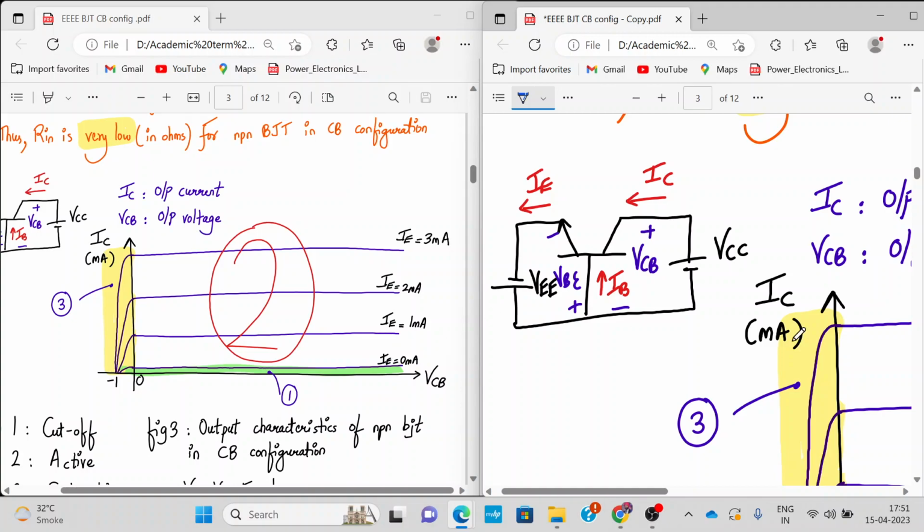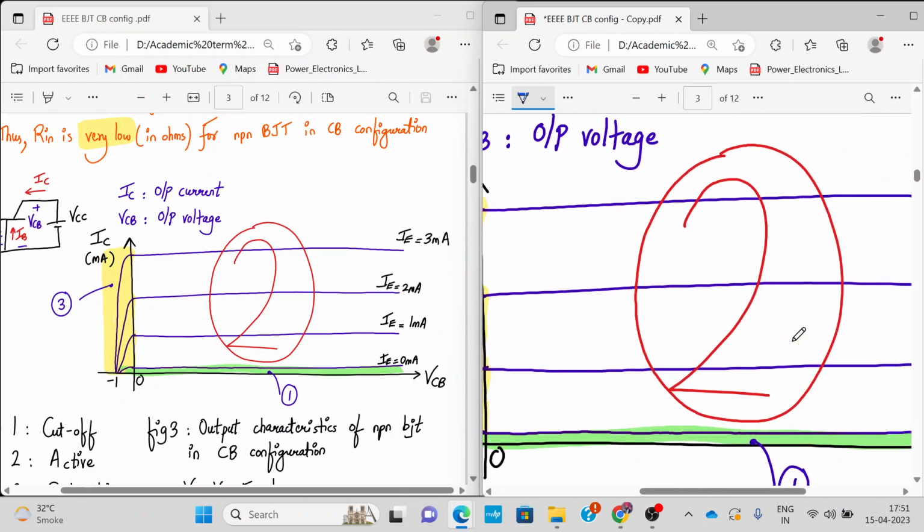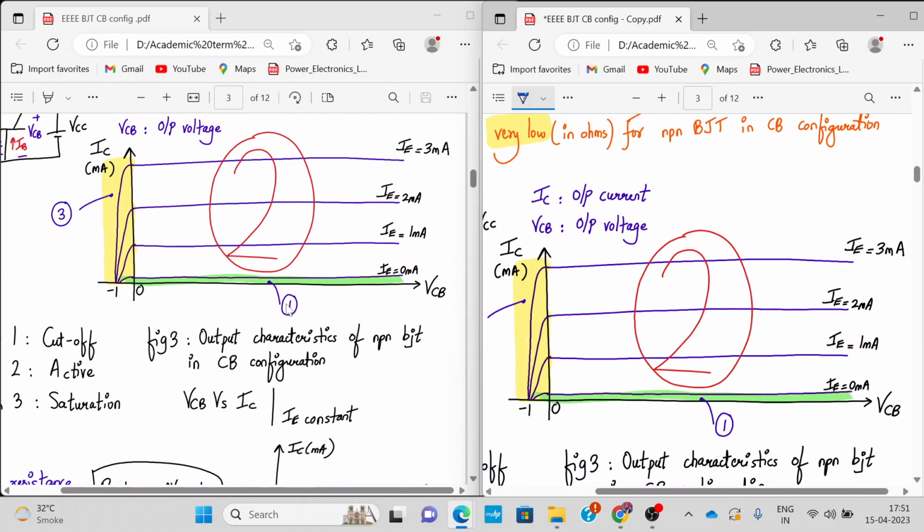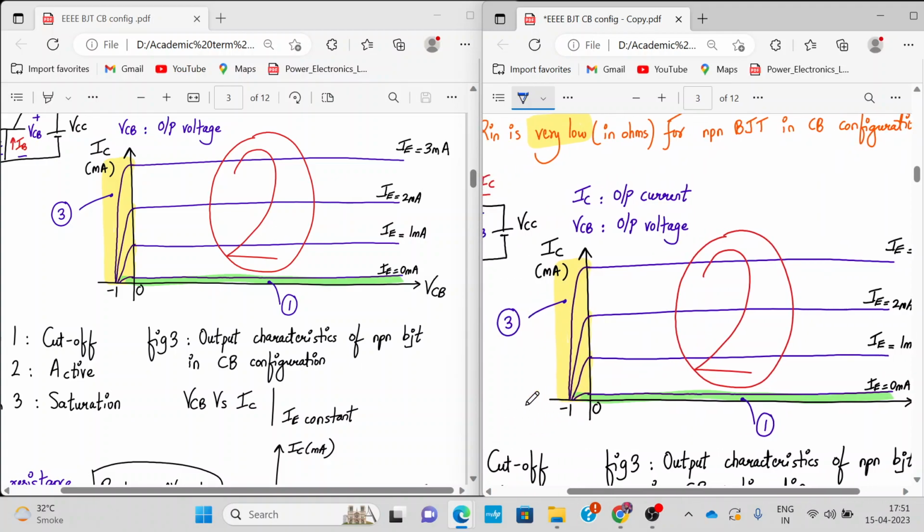All right. If you see this graph carefully, let me expand this graph over here on this side. Okay, so it contains a family of curves. You have plotted the value of VCB versus IC for different values of IE. So the first curve is for IE equal to 0. The second curve corresponds to IE equal to 1 milliampere. So for an increase in the value of IE, the level of IC also goes on increasing, and on this side it's ending at a negative side, that is a -1 value over here.